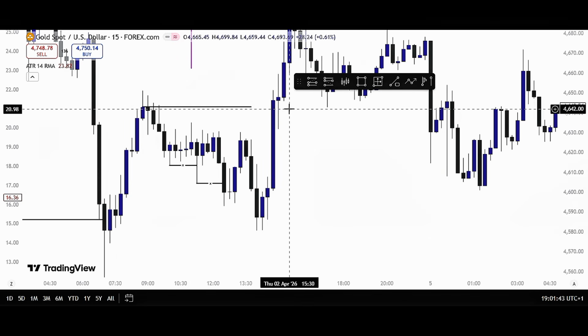So now that you guys understand this, you can take your time to backtest it on your own to see what you can change or what you can improve. But for now, let's go to the backtesting data.